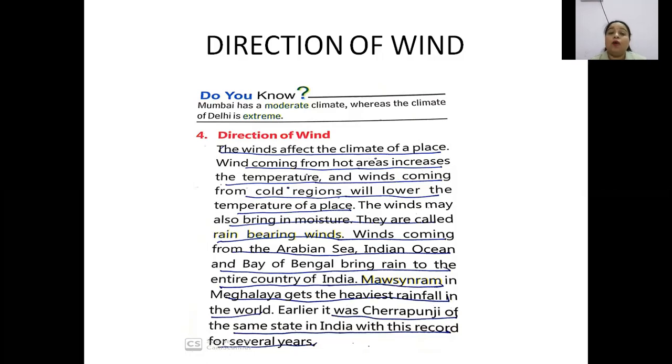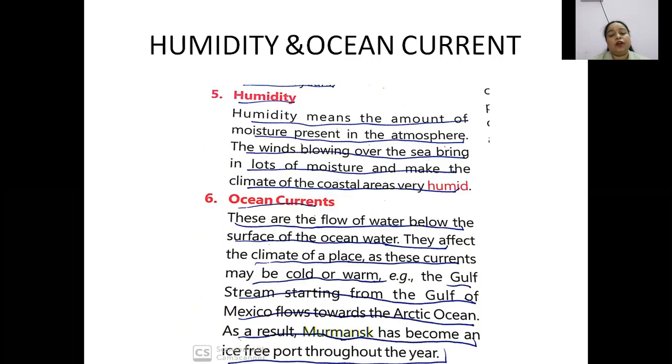India has a monsoon type of climate. When you ask your teacher what the climate of India is, it is known as the monsoon type of climate. Understood? Now the next point is humidity and ocean currents. Humidity and ocean currents also affect the temperature and climate of a place.